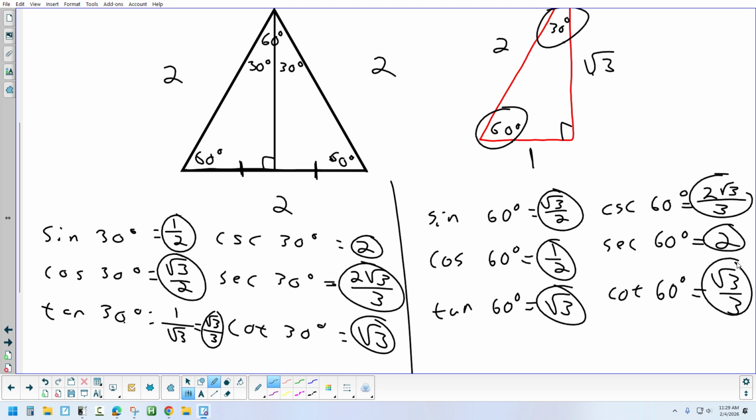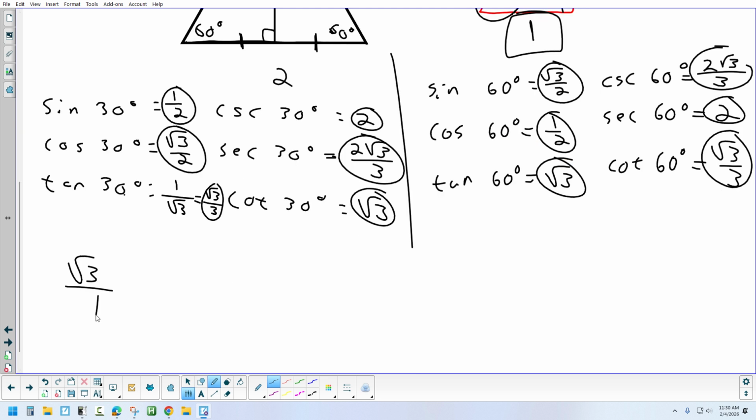Can you go over the tangent and cotangent real quickly, the 60? The tangent and cotangent of 60? Yeah. So the tangent is opposite divided by adjacent. So root 3 over 1. And then the cotangent is when you take what I just said and flip it. So it's 1 over root 3, but you can't leave the square root in the bottom. So when we fix it, it becomes root 3 over 3.